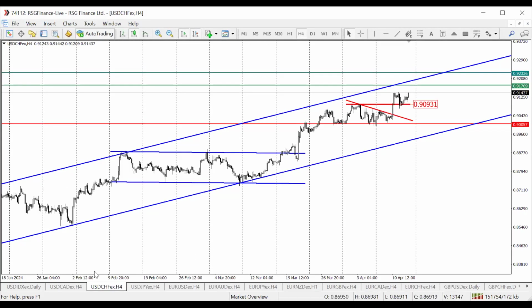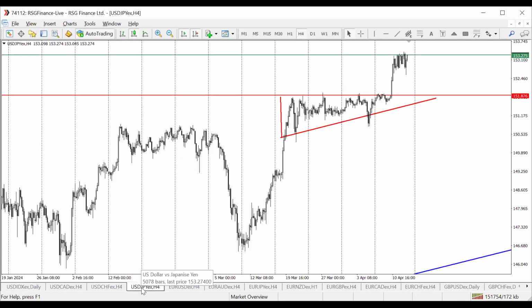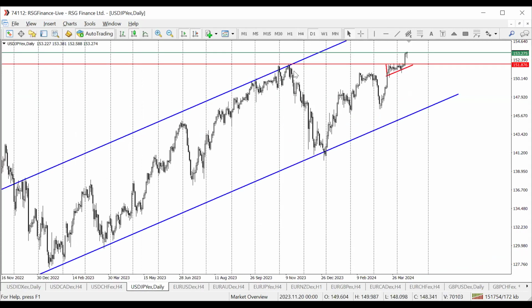Okay. And another pair we looked at the previous week is USD JPY. Now, this trade was so fantastic because, believe me, price has been testing this key level of resistance for how many months now?